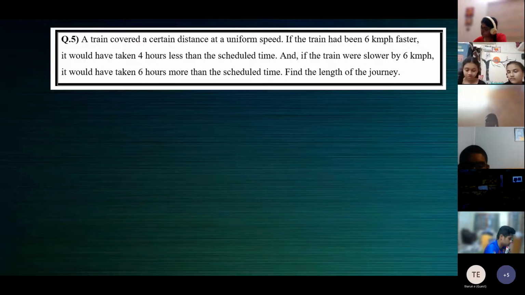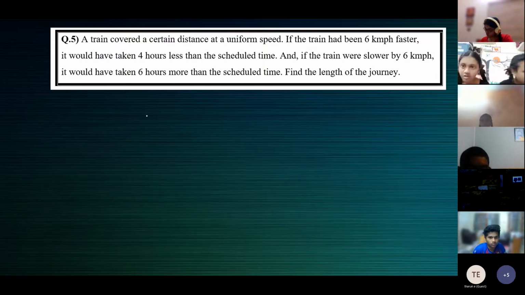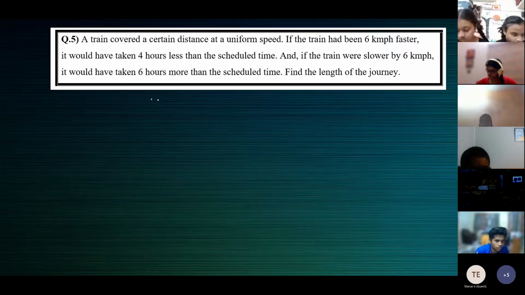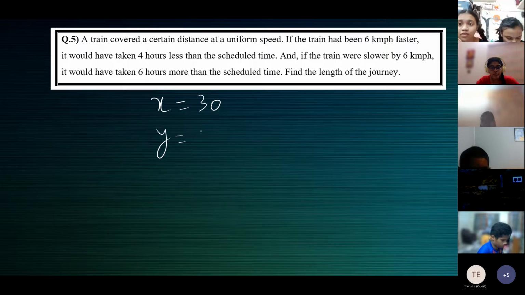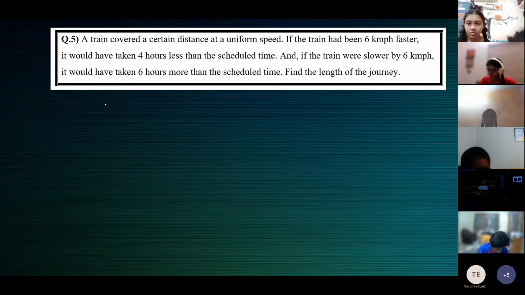I think I finished this in the last class, right? Yes, ma'am. I just explained the equations and you had to complete the answer. Tell me, what did you get for x? 30, ma'am. And y? 24, ma'am. What did we assume x to be? Speed, is it? Yes, ma'am. Okay, Kanishka, fine.